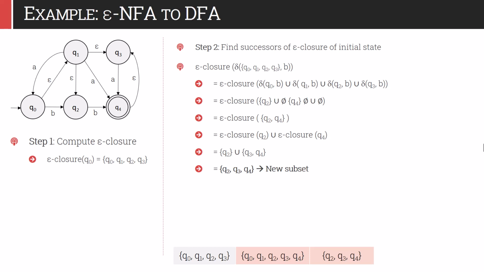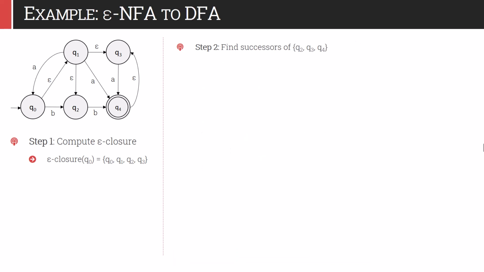So Q0, Q1, Q2, Q3 is now processed. We have computed its successors for both inputs A and B. Two more subsets are not yet processed. So we will select the sets one by one and compute their successors. Let us start with Q2, Q3, Q4. The order of processing is not important. Either we can select Q2, Q3, Q4, or we can select Q0, Q1, Q2, Q3, Q4. That is fine. We have to make sure that all sets are processed.